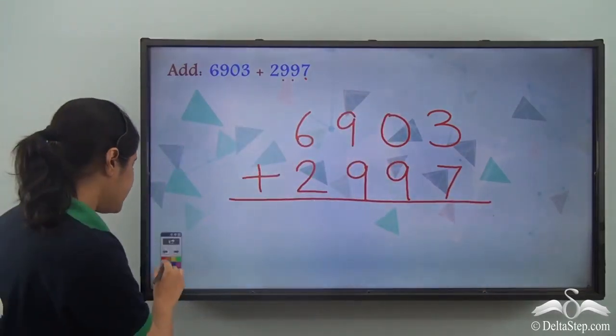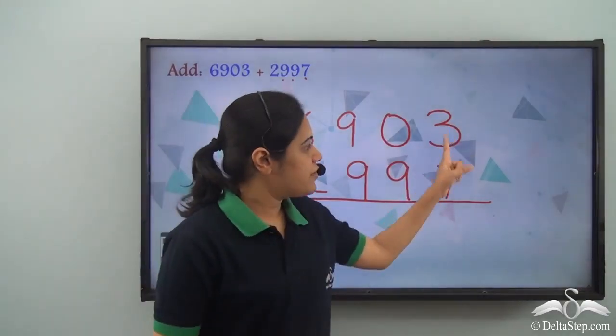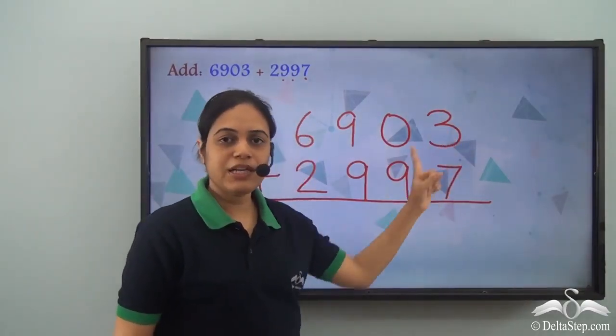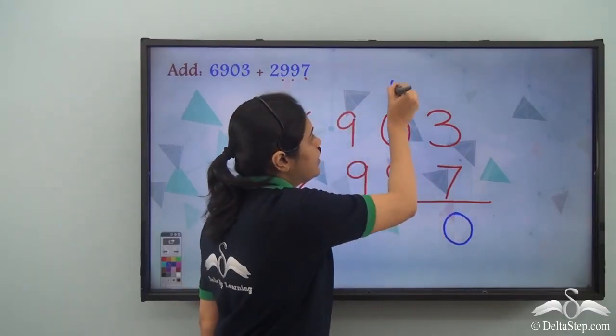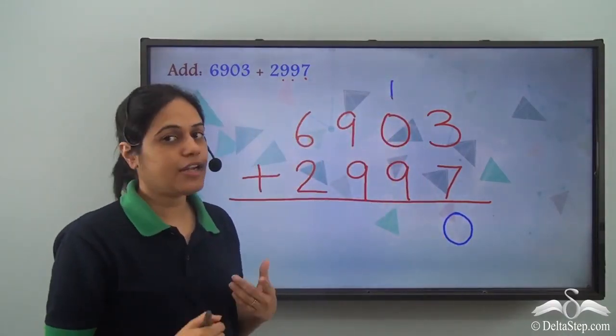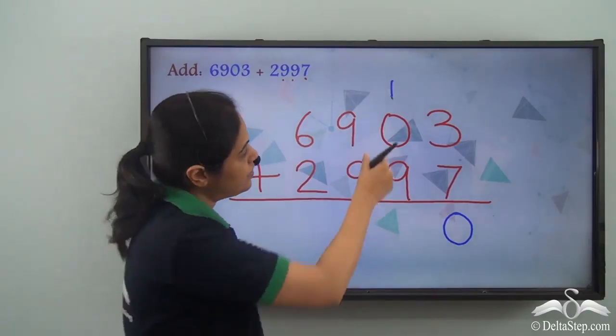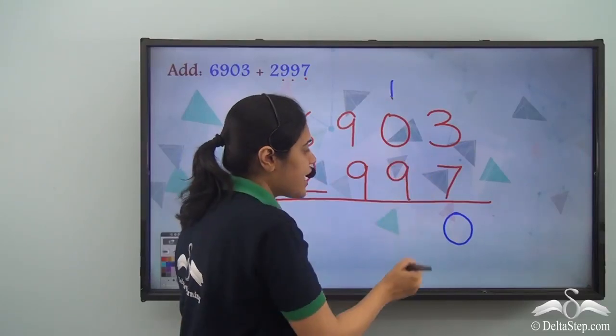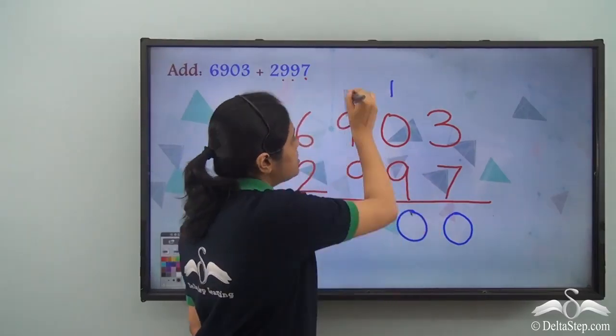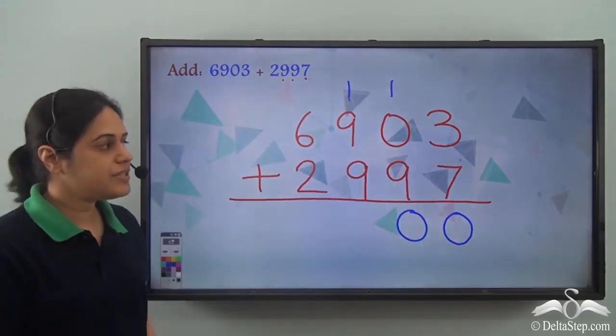So how can I add? First the ones place. 3 plus 7 gives me 10. So I write 0 here. And 1 is carried. Now I know why it is done. Now 1 plus 0 is 1. And 1 plus 9 is 10. So 0 is here and 1 is carried.